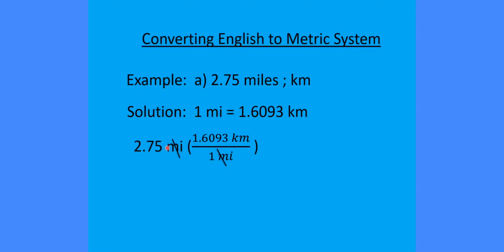Then we will multiply these two, 2.75 and 1.6093. Then copy the remaining unit. Then over 1. Then the result is 4.425575 kilometers. The denominator 1 becomes imaginary.